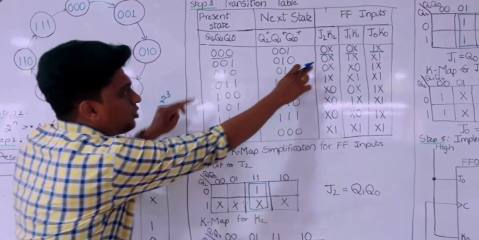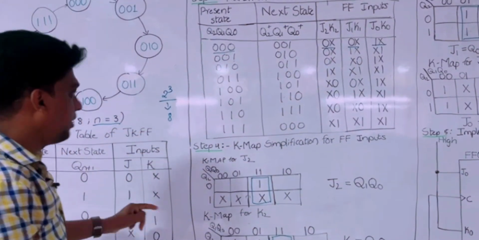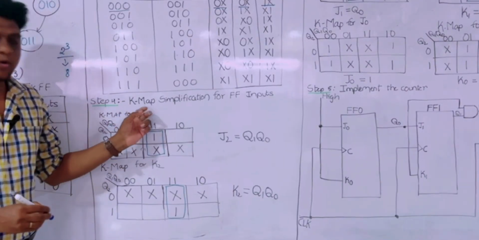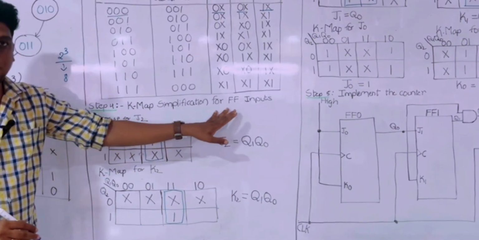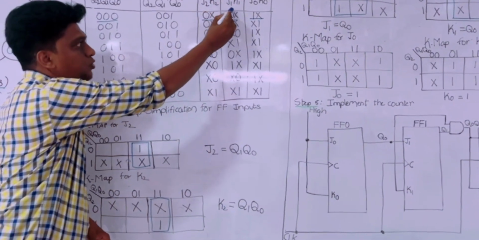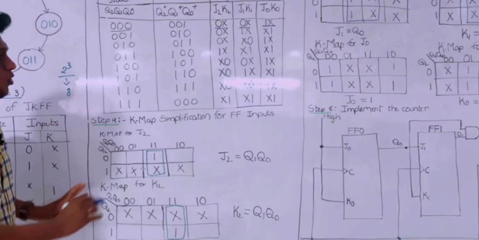Again here 0, 0, 0x, 0, 1, 1x, 1, 0. From the table it is x1. So likewise we have to complete this column. Step 4 is the K-map simplification for the flip-flop inputs. We need to find the values of J2 K2, J1 K1 and J0 K0. So with the help of the K-map we have to obtain these.